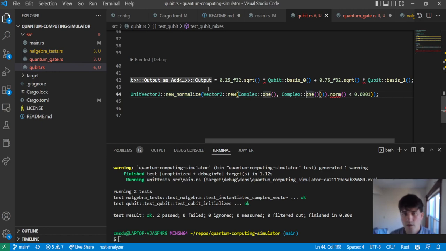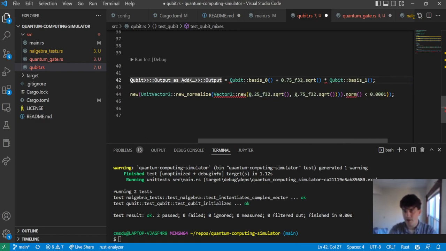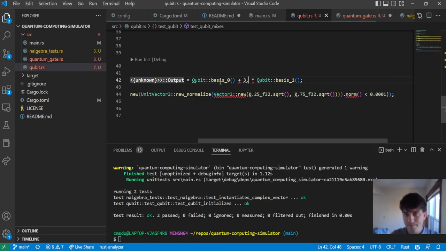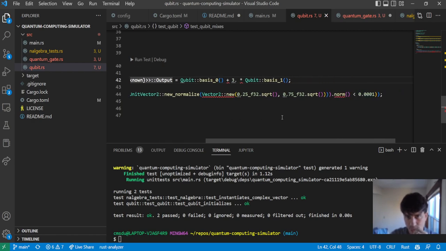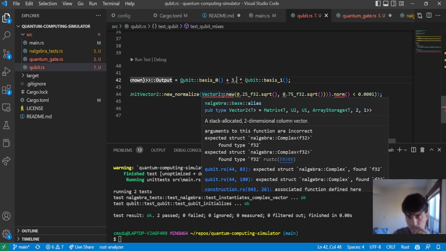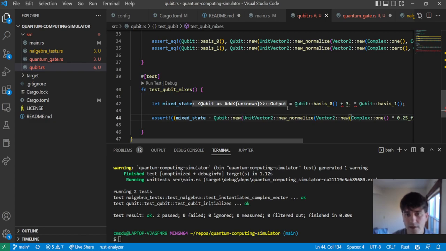And this is definitely not going to equal 1, 0. It's going to equal 0.25 square root and 0.75 square root. And I'm actually going to update these to just not going to multiply that by anything, and we're going to multiply this by 3. And it should work out. It should normalize for us. Okay. And what's the issue here? Oh, these have to be complex numbers. There's a lot of clunky type stuff going on in here that we could probably clean up a little bit.